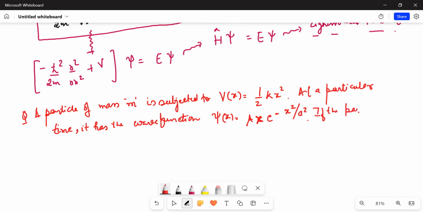If the particle has a definite energy, so basically what happens here in this time independent Schrodinger equation, this E is a constant here. So this is a definite energy. If the particle has a definite energy, then we want to find the value of A.